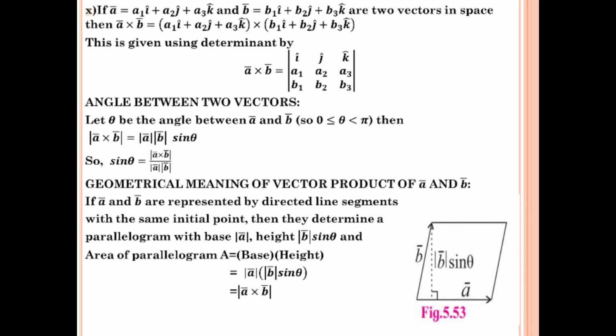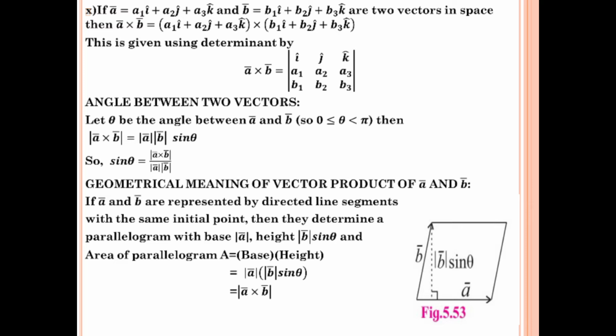Then the angle between two vectors. Let theta be the angle between a vector and b vector, where 0 is less than or equal to theta is less than pi. Then the magnitude of a vector cross b vector is equal to magnitude a into magnitude b into sine theta. So sine theta is equal to the magnitude of a vector cross b vector upon magnitude a into magnitude b.